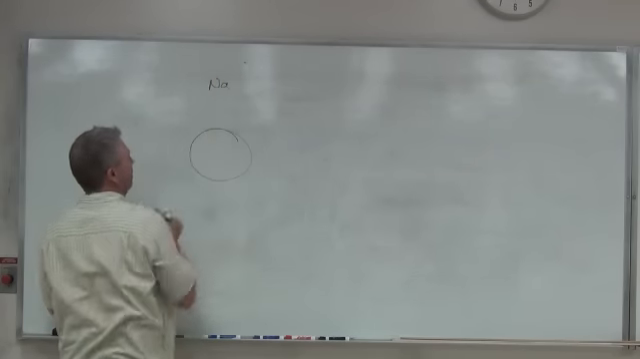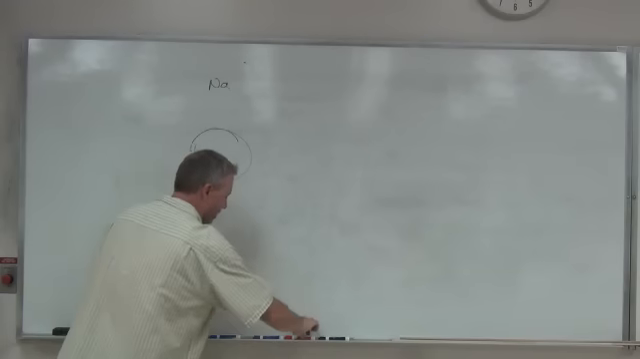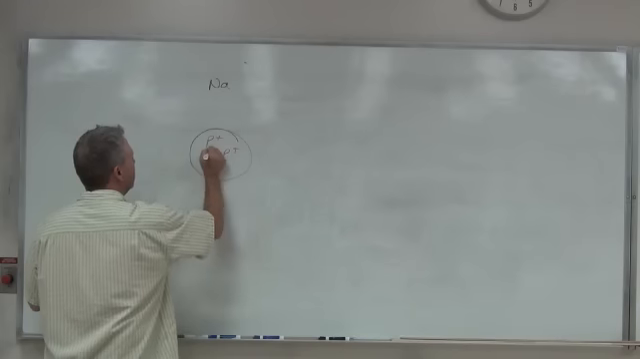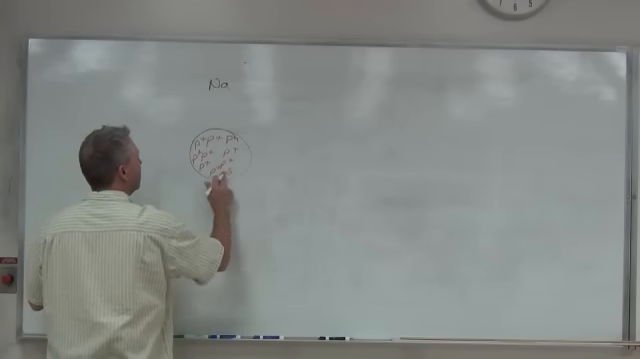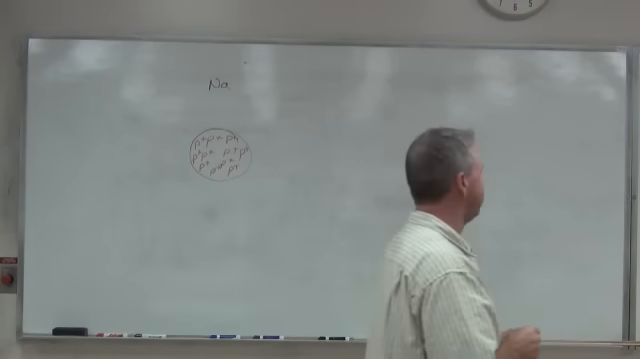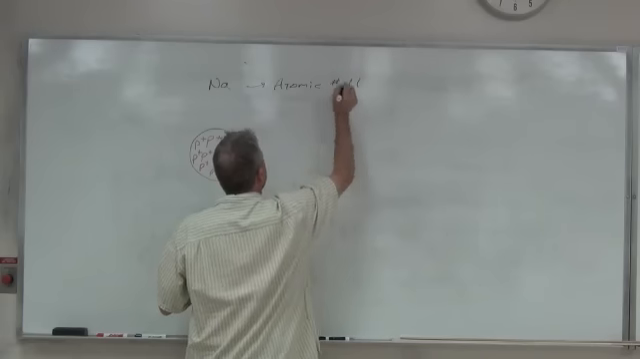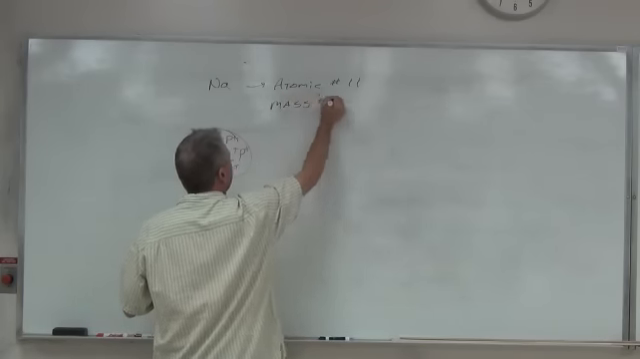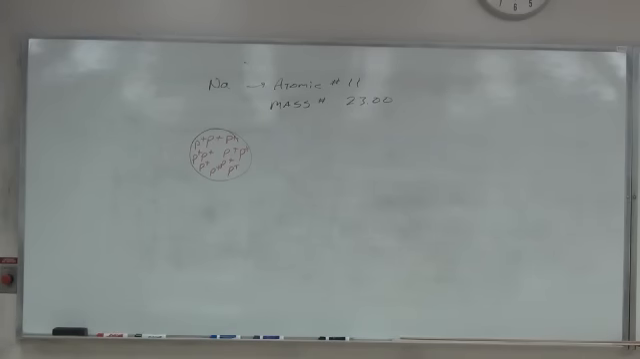So let's take a look at sodium, for example. Sodium has an atomic number of 11, which means it has 11 protons. There's my 11 protons. And it has a mass number of 23.00. And depending on what periodic table you look at, it might say 22.99, 23.00. So I have my 11 protons.